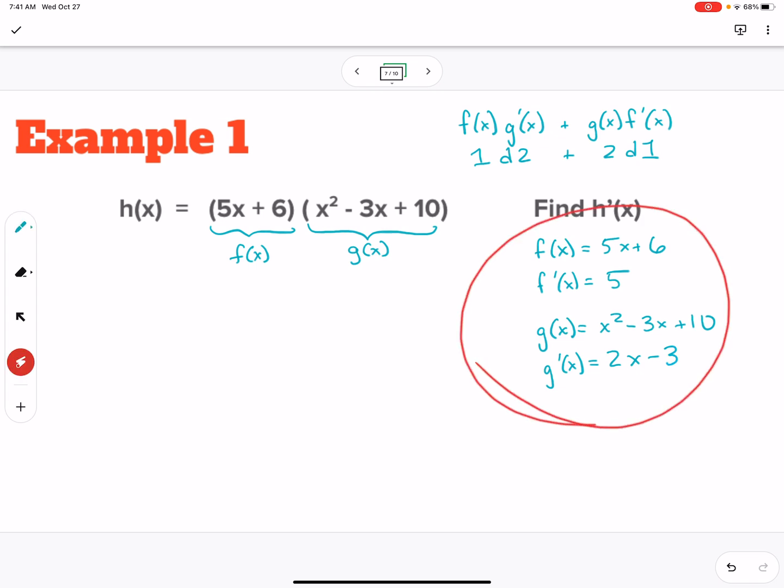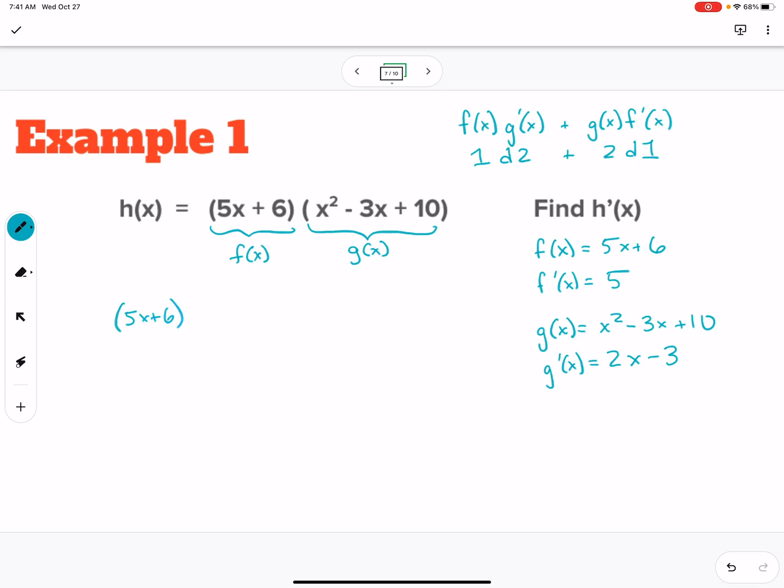Now that I have my key over here, I can take all these pieces of information and plug them into my product rule. So here we go. First, which is 5x plus 6, you'll notice I'm putting parentheses. Those are essential. Times the derivative of the second, which was 2x minus 3. Plus the second, which is x squared minus 3x plus 10, times the derivative of the first, which is 5.